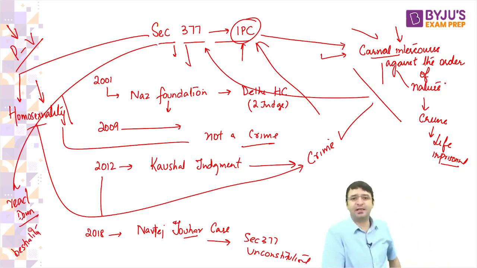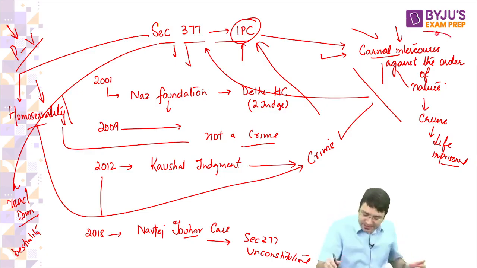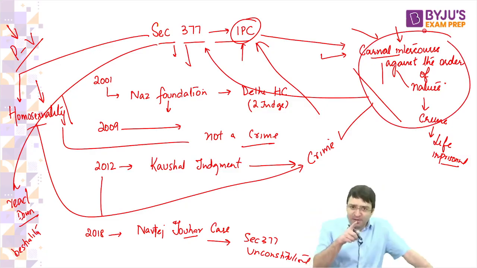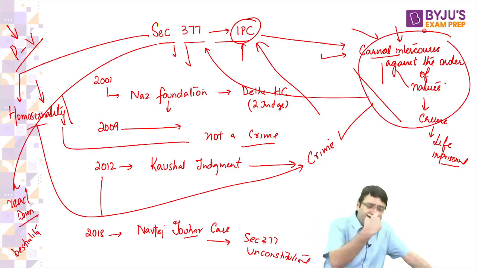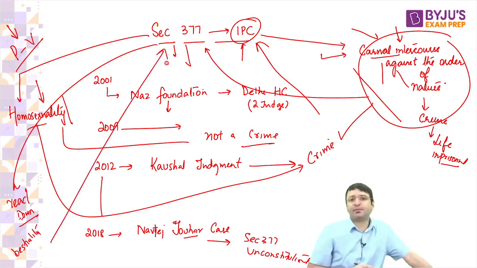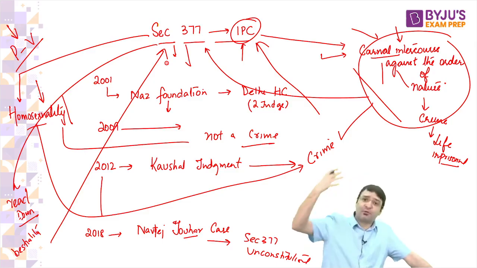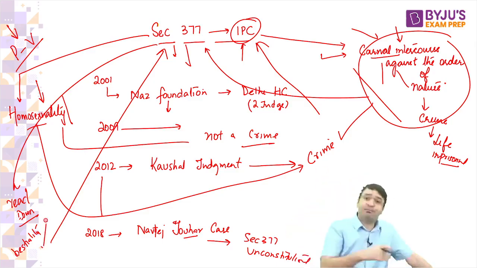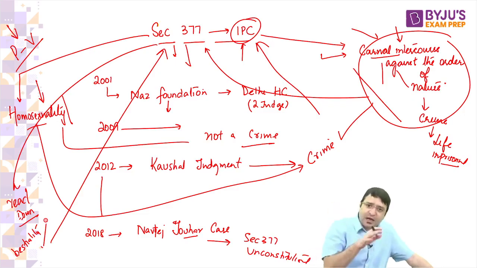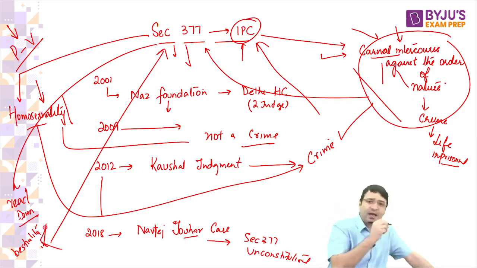What is bestiality? Sex with animals. Sex with animal, it is a carnal intercourse against the order of nature. So if somebody is found committing sex with an animal, that is a crime under Section 377. If Section 377 was completely declared unconstitutional, then even bestiality would have been allowed. But bestiality is not allowed. The only thing which is not allowed is bestiality.